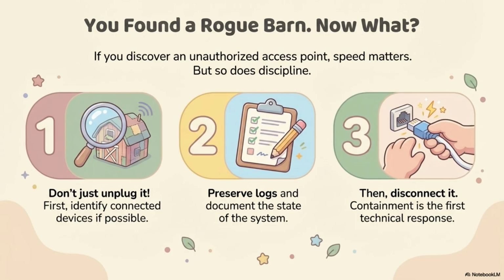If you discover an unauthorized access point, speed matters, but so does discipline. Before unplugging it, identify connected devices if possible. Preserve logs. Document the state of the system. This supports containment and investigation. Then, disconnect it. Contain the threat. Isolation is the first technical response step.